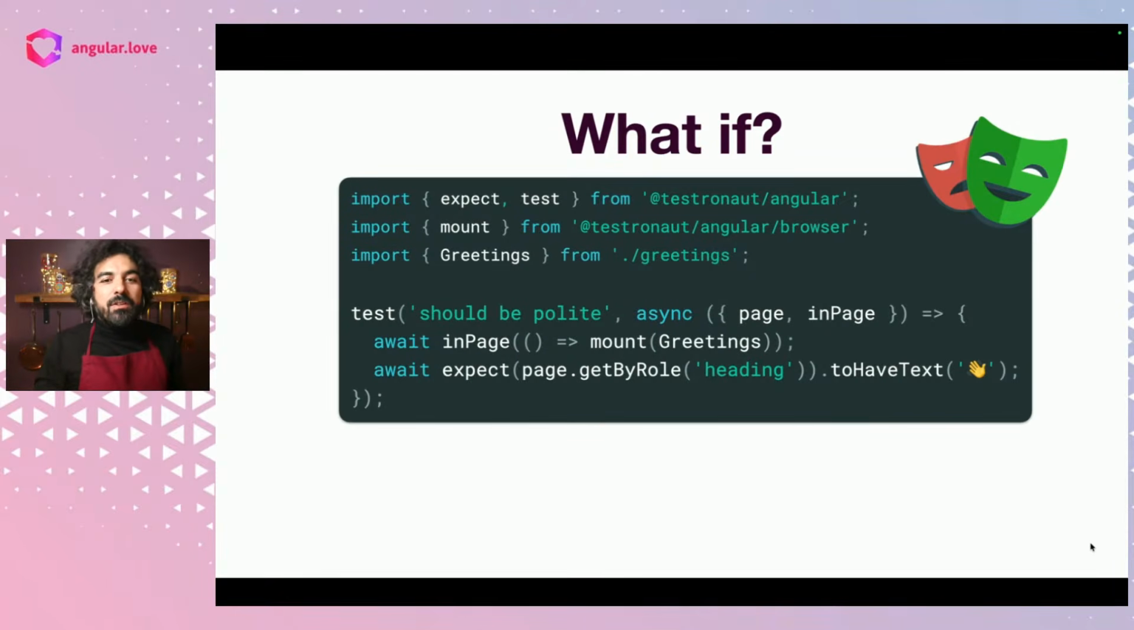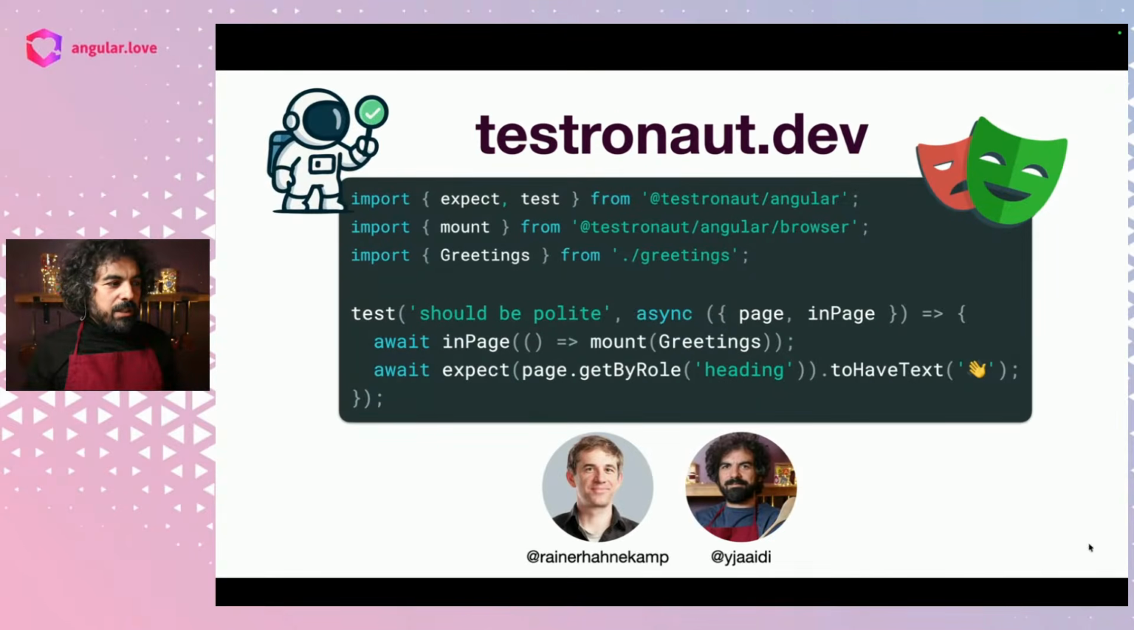Well, and you get all the Playwright features like recording your test and the Playwright CLI that allows the agents to interact with your test and debug them. Well, there's a tool. It's called Testronaut. We've been working on this with Reiner.